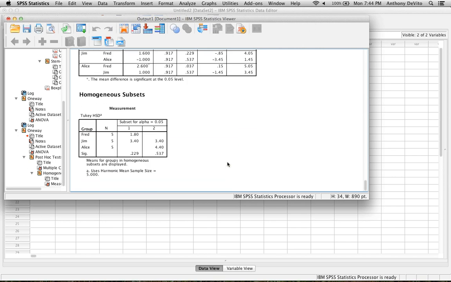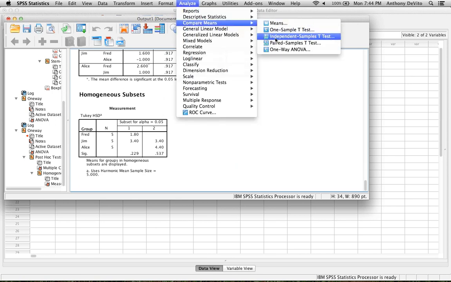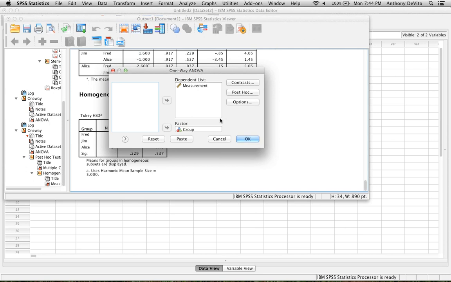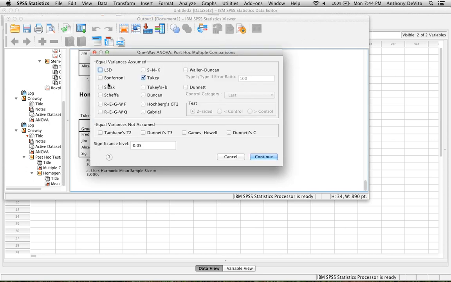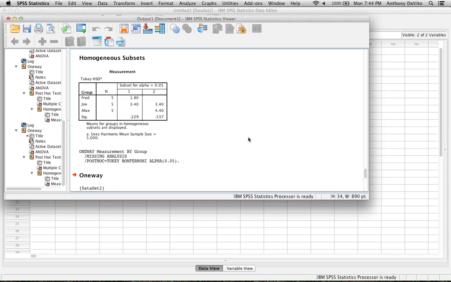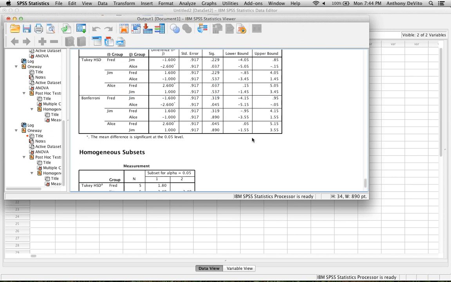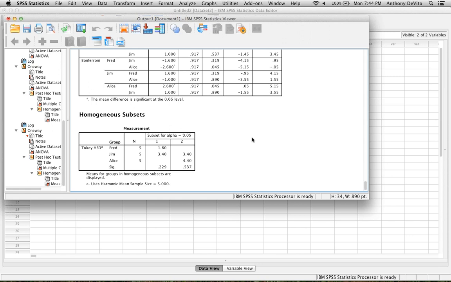Let's try Bonferroni, just for the hell of it. Analyze, compare means, one-way analysis of variance, and except this time I'm going to do Bonferroni. I'll do both and see how they come out. Okay, let's try it. See if we get the same value. Jim and Alice don't work. Well, that's a good question. That's an excellent question.